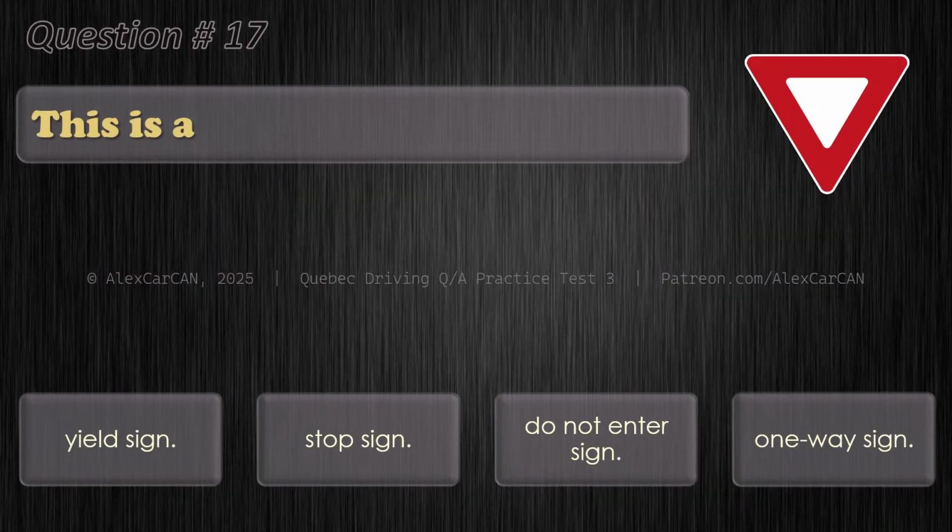Question number 17. This is a yield sign, stop sign, do not enter sign, one-way sign.